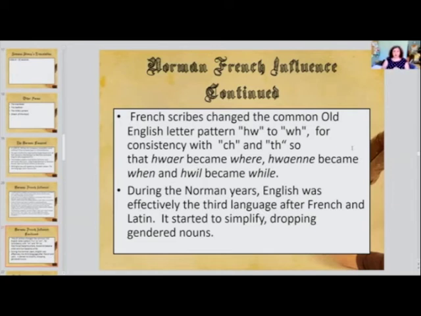So during the Norman years, English was the third language after French and Latin. French is spoken by the nobles, and Latin is spoken by the Christian clergy. And so English, as a result, started to simplify. It was only being spoken by a small group of people. They wanted to be able to communicate with each other, and they started to get rid of a lot of the complications, which is one of the reasons English doesn't have gendered nouns like French or Spanish does.